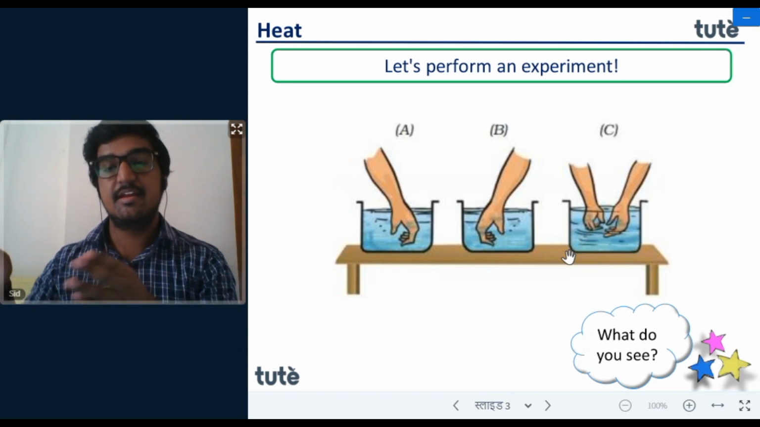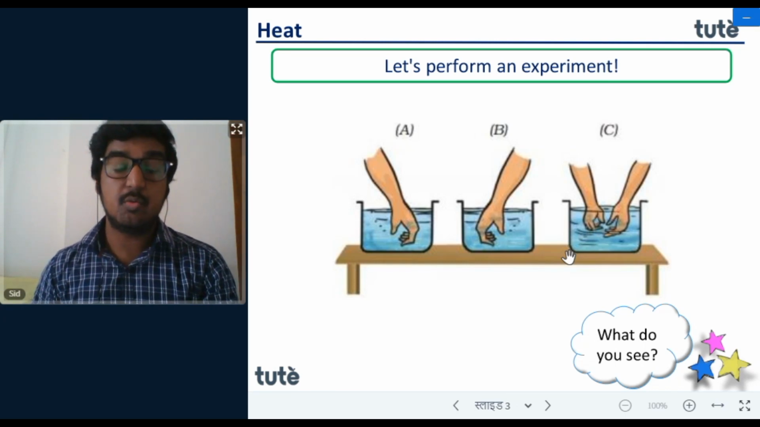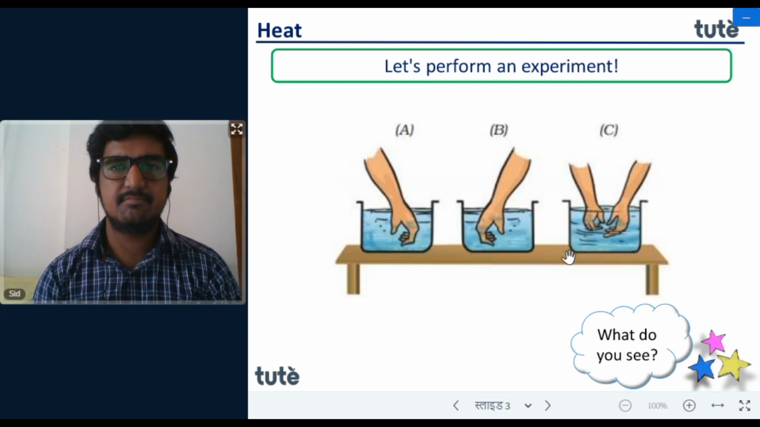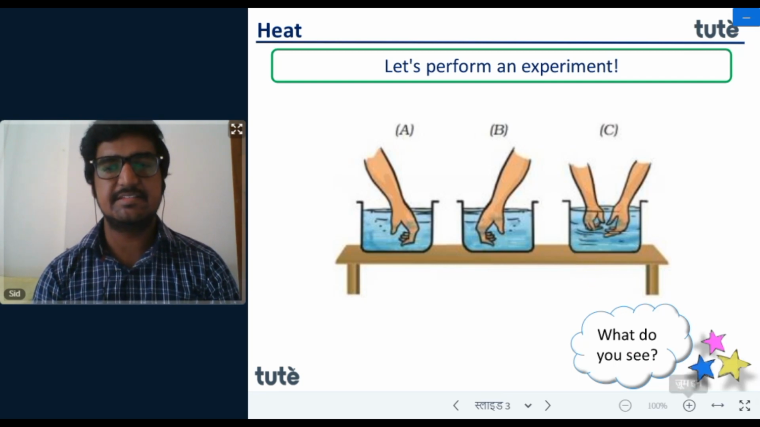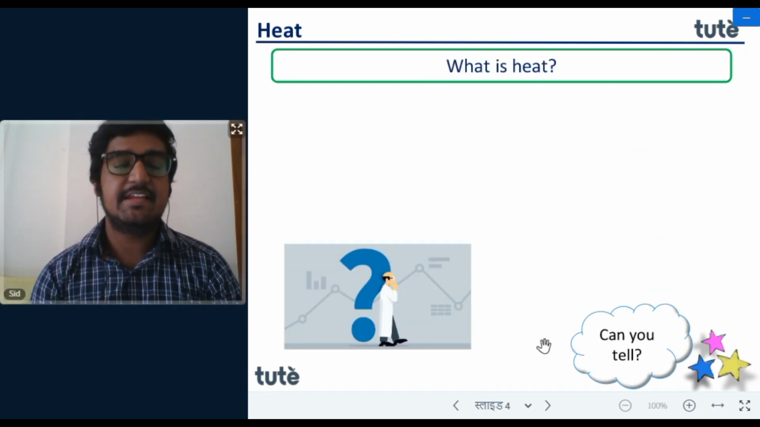But now if you put both of your hands in beaker C, in the lukewarm water, you'll notice that it's neither hot nor cold. It's kind of confusing, isn't it? So what do we observe? Let's have a look. With that, we can understand the sensation of heat.